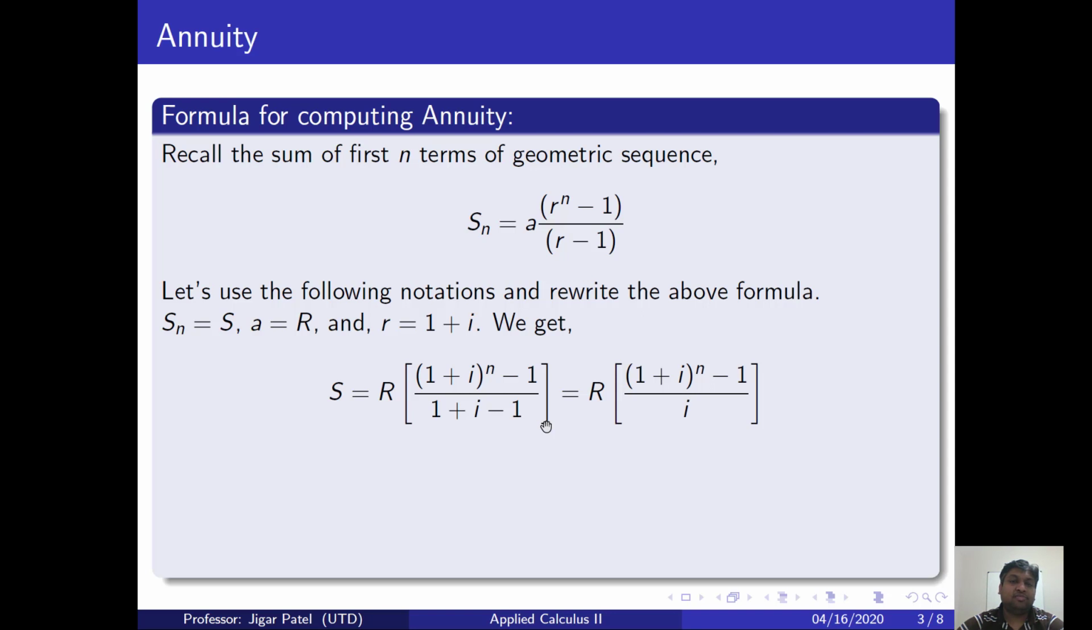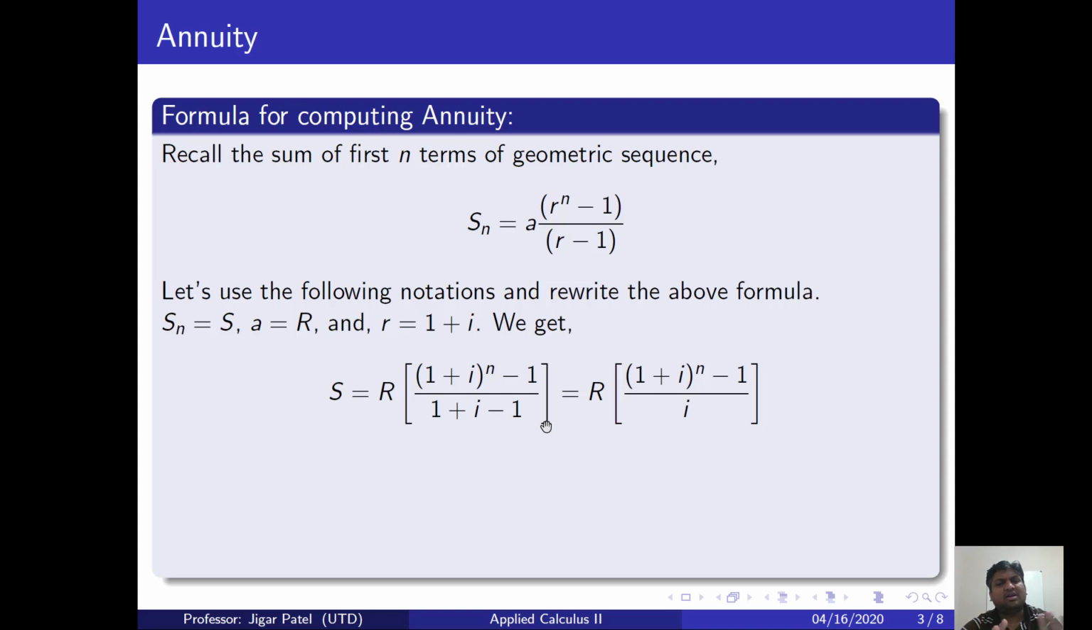R times 1 plus I to the n minus 1 divided by 1 plus I minus 1. I want you to notice the cancellation of plus 1 and minus 1 in the denominator. And I can reduce that formula to the following form: S equals R times 1 plus I to the power n minus 1 divided by I. So if you are asked to calculate annuity, then you need to use this formula.